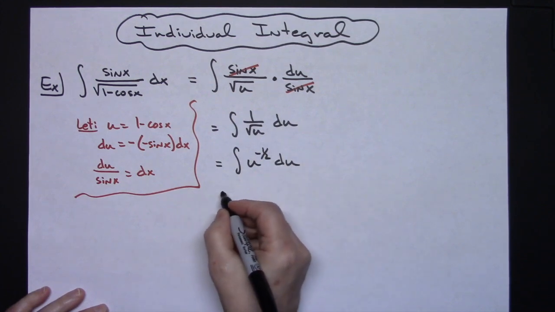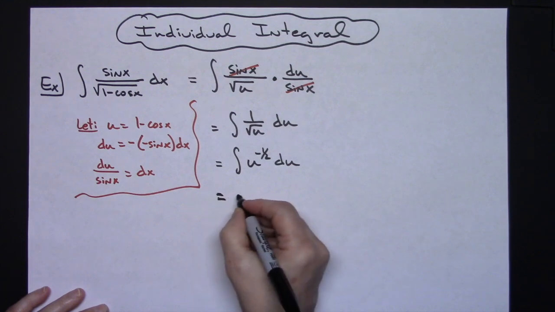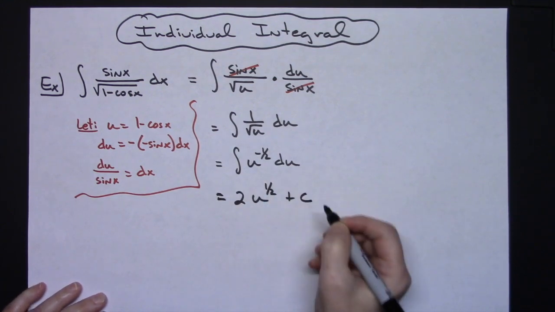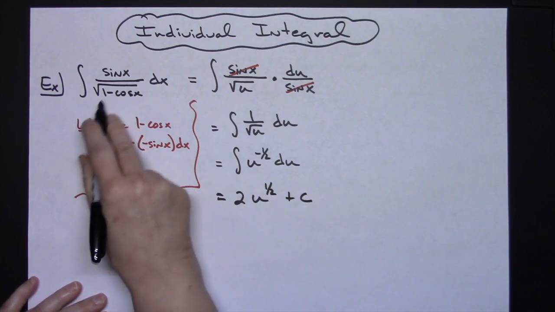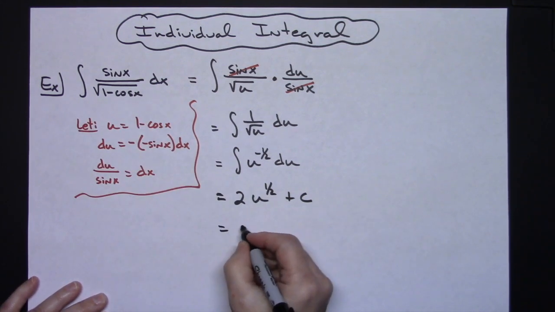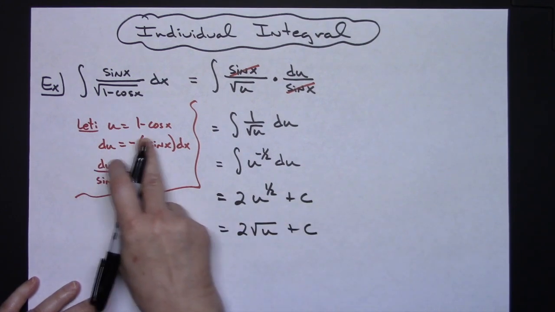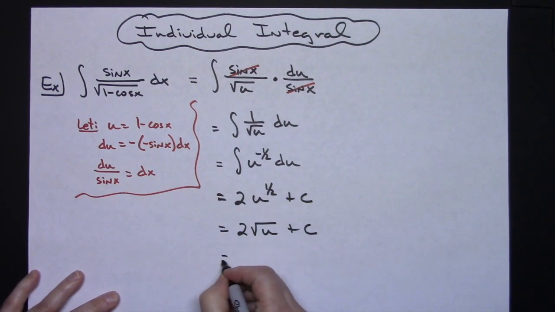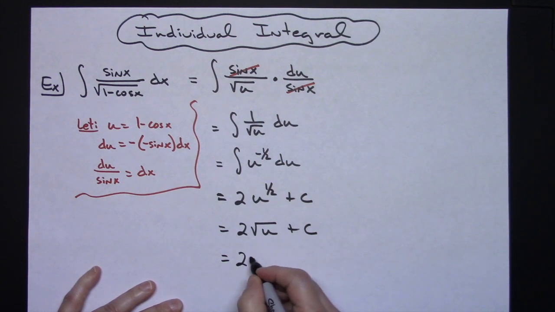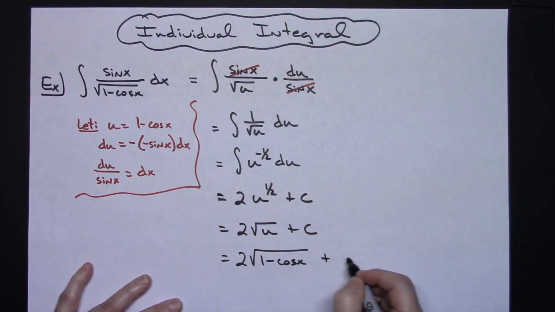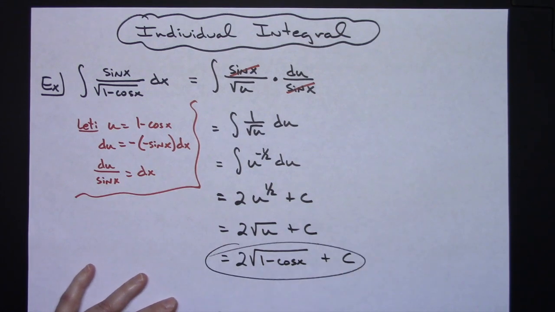So in front, 1 over 1/2 will give me a 2u to the 1/2 plus c. Rewriting this in radical form, since I had a radical up there, is going to give me 2 square root of u plus c. Replacing u with what it is will give me a final answer of 2 square root of 1 minus cosine x plus c. So a pretty straightforward integral using that U-substitution method.